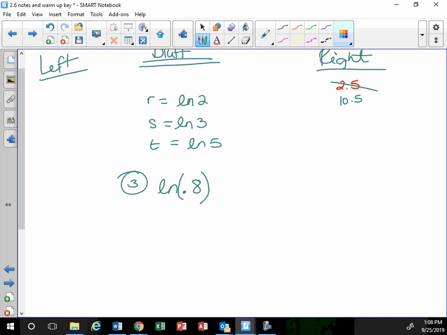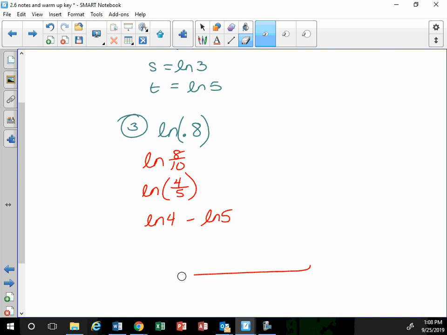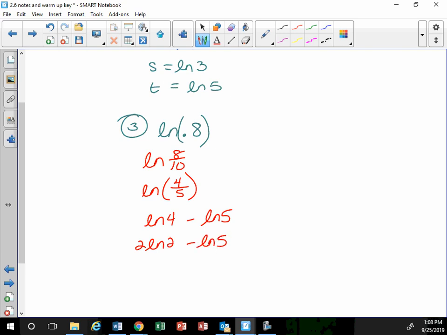Anybody want me to go through that one? Some of you didn't stand up, so let's look at it. This is really 8 over 10, right? 8 tenths. I would do it as 4 over 5 because that seems easier. Nice. And then that's really 2 squared, right? Since you didn't have a 4 to work with. So 2, what was it, r? My letters. 2r minus t. Okay.